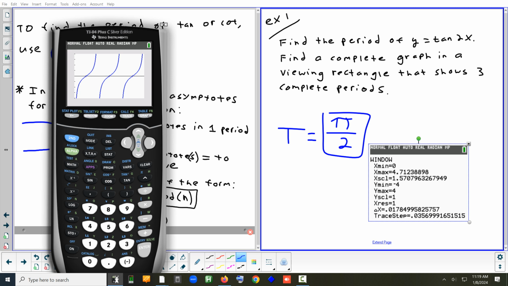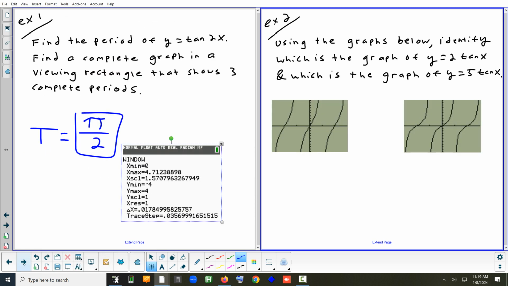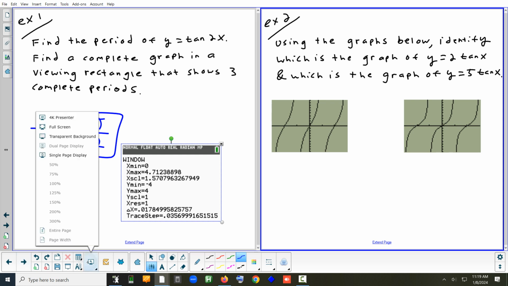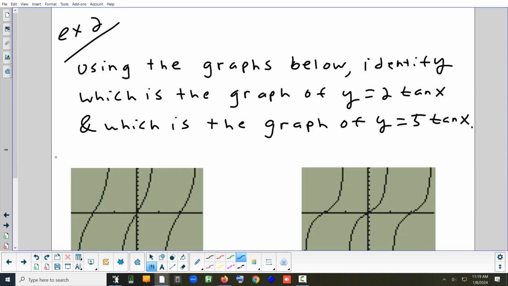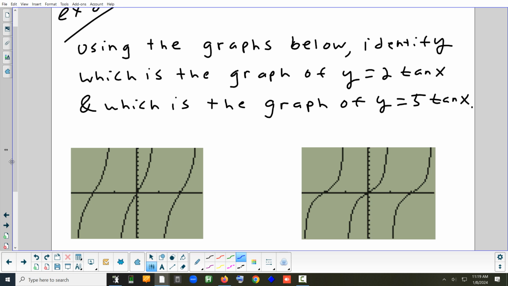Any question on that or what we did here? Okay. So looking at those 2 graphs, one of them is the graph of 2 tangent x, one of them is the graph of 5 tangent x. So you really have to know what the 2 and the 5 are doing. Which one is which? They're the same window size, so same x min, x max, y min, and y max. Same windows.